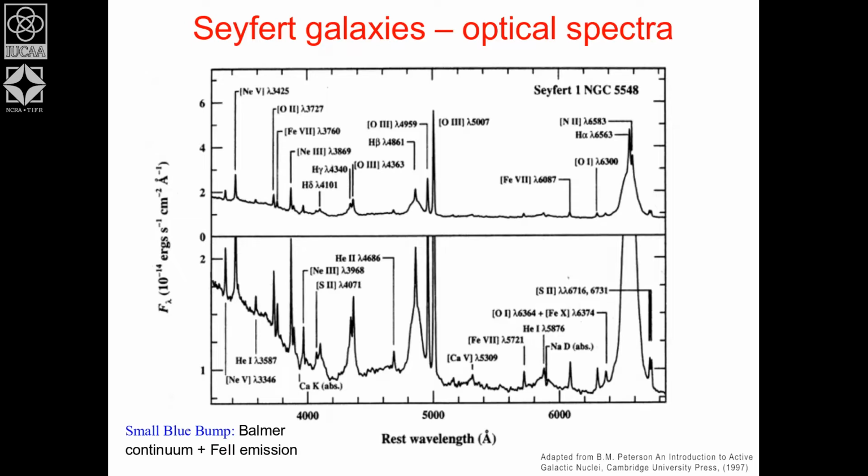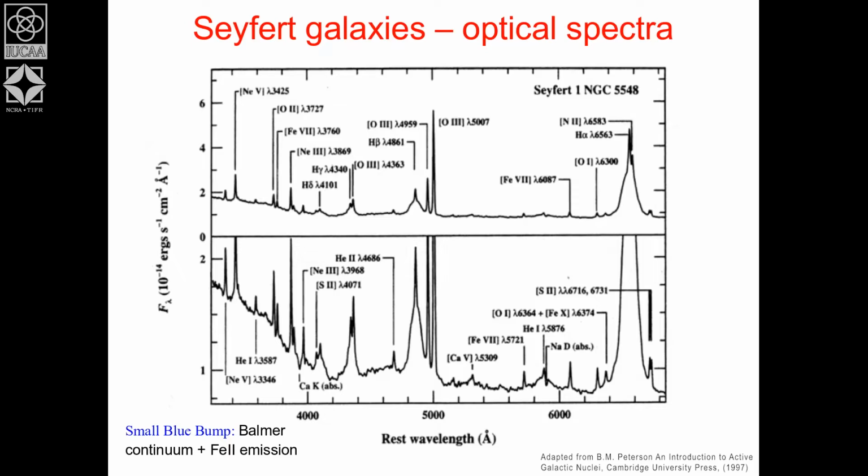The lower panel is essentially the expanded view of the spectrum here. Here you will see all these lines, etc. But there is a sharp rise below 4,000 angstrom. This is called the small blue bump, and that means there is also a big blue bump, which we will discuss later. But this sharp rise, shortward of 4,000 angstrom, is due to these two things: the Balmer continuum and the iron II emission.